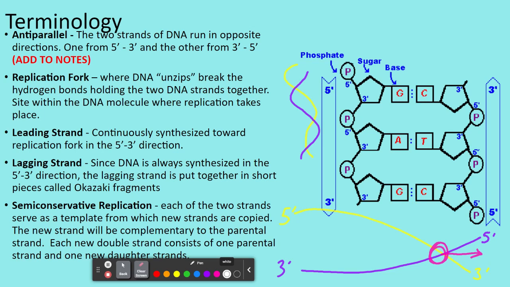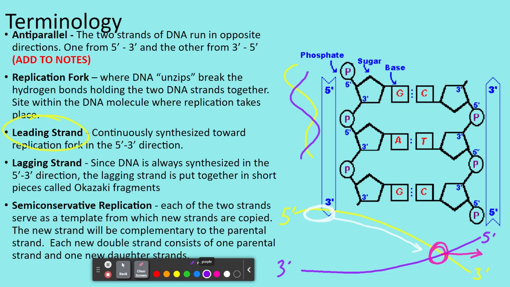In this case, because helicase is moving the replication fork toward the right, for the leading strand, which in this case is the yellow strand, DNA polymerase is going to move in that 5 prime to 3 prime direction, and it's literally just going to keep following helicase. I think of it like Pac-Man, it's literally just following it.